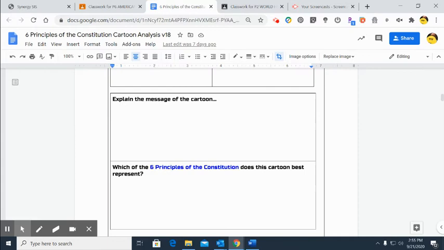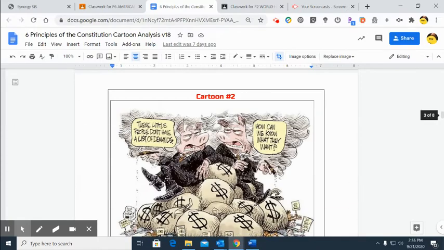So, of course, the principle that this represents is federalism, right? The idea that each individual government, state, local, national, has their own sphere of power, and sometimes those intersect.